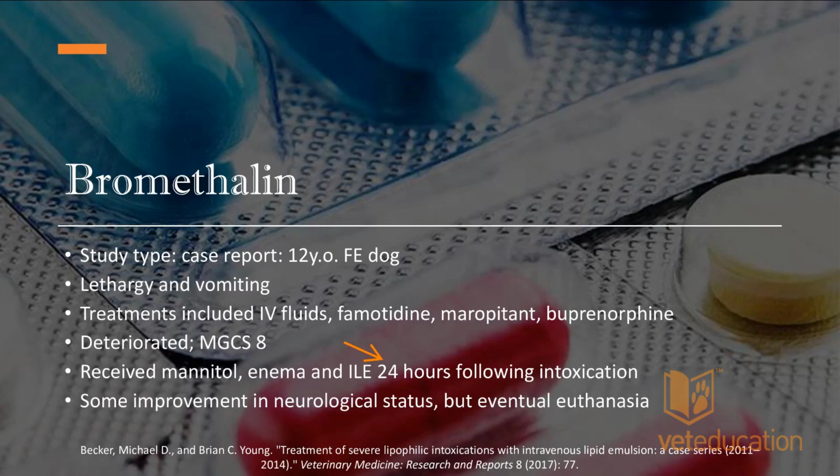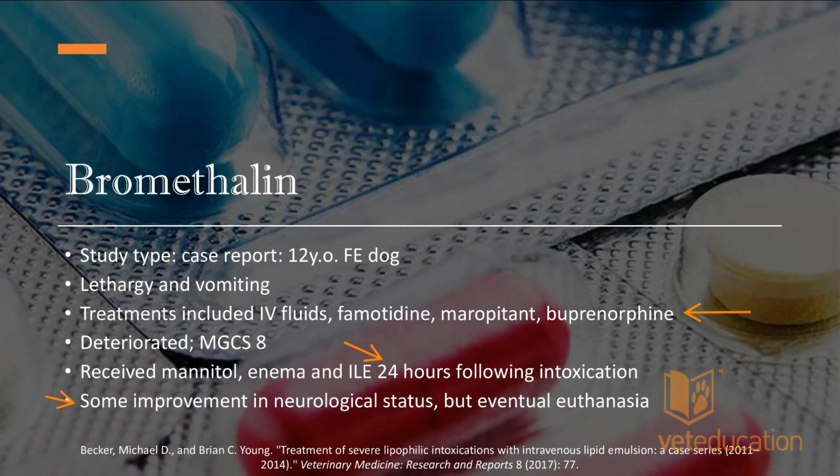So this dog had lots of supportive care for 24 hours before she received intravenous lipid emulsion therapy. Basically, she received it because she had deteriorated, and there was some improvement in neurological status in this particular dog, but eventually she was euthanized, not because of the intravenous lipid emulsion therapy, but because of her clinical status, the cost of therapy, and the concerns that the owner had.